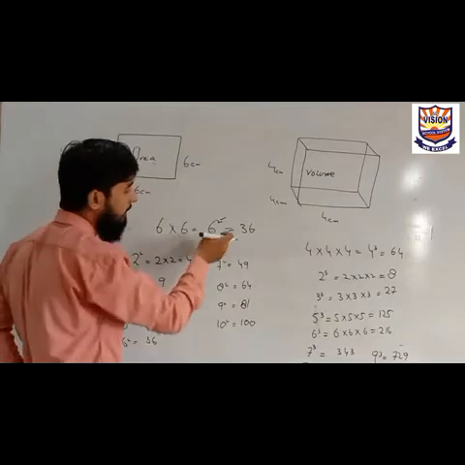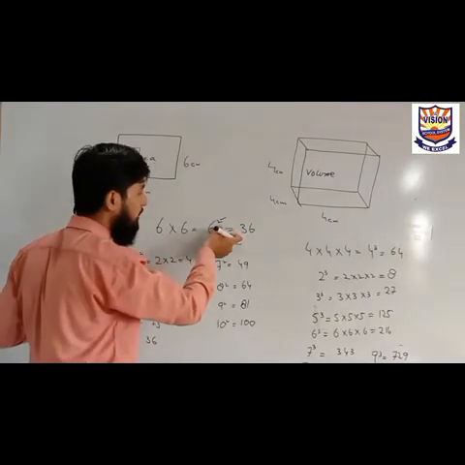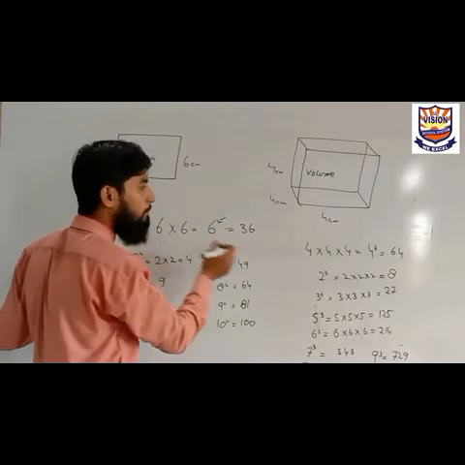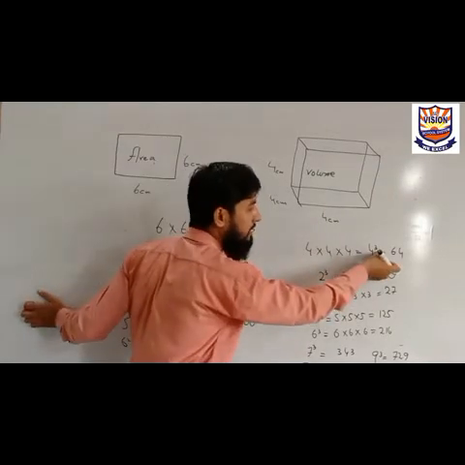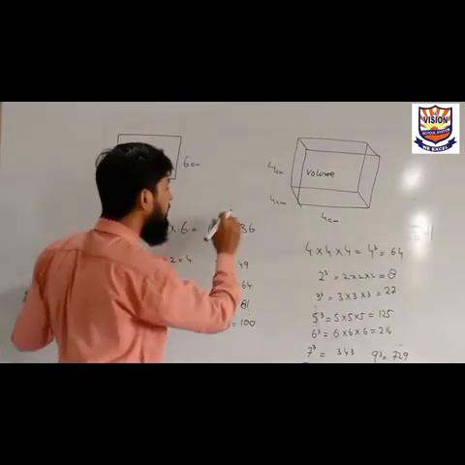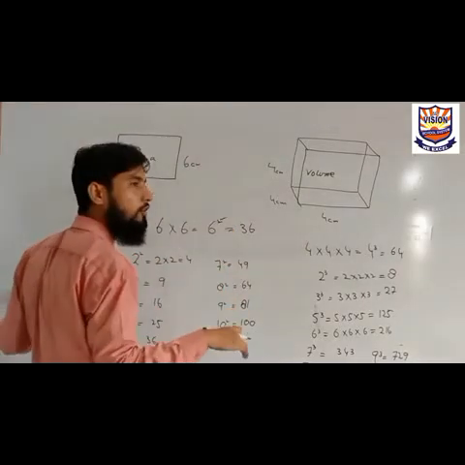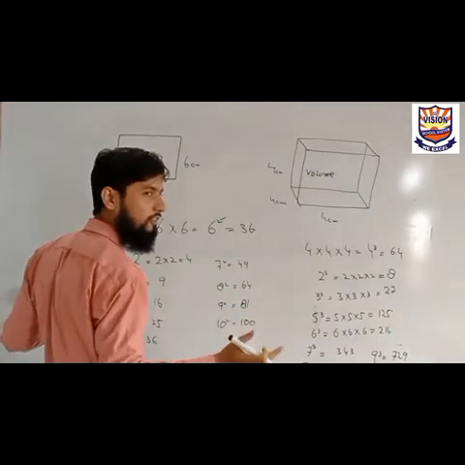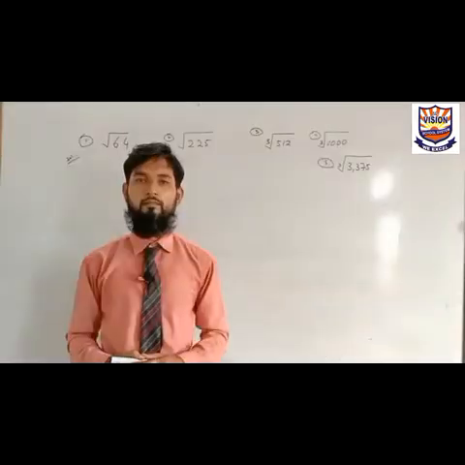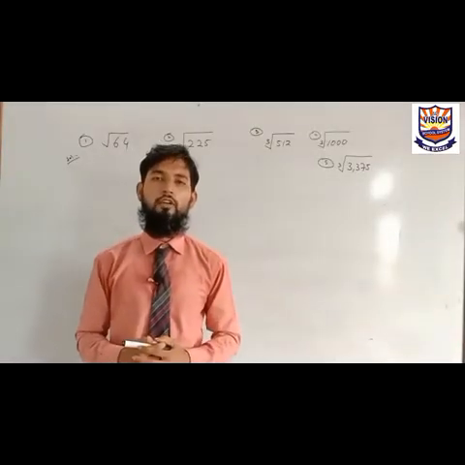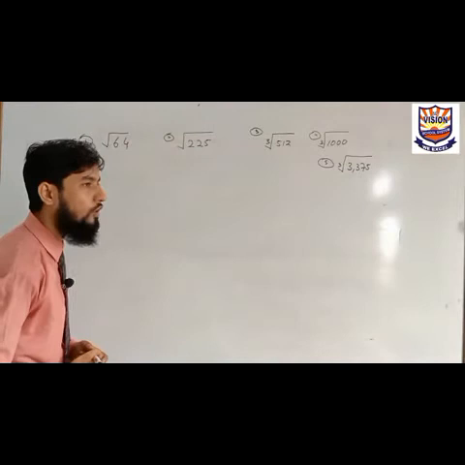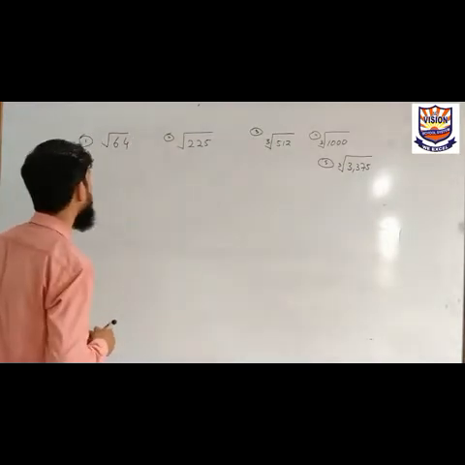Now we know that if the power is square, we will multiply 2 times. If the power is cube, we will multiply it 3 times. If the power is 4, we will multiply it 4 times. If the power is 5, we will multiply it 5 times. Now we will learn to calculate the square roots. As we know, the square roots are the opposite of squares.